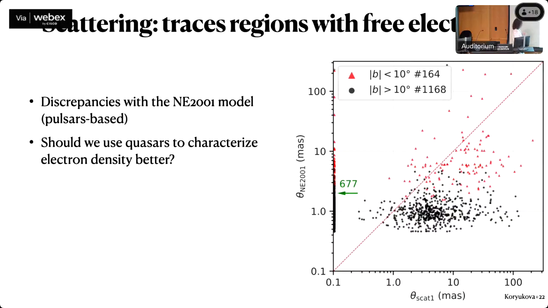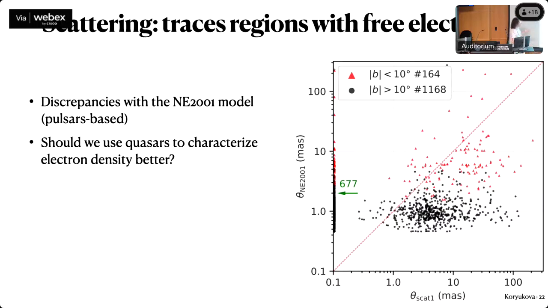there are reasonably well-known and often used electron content models of our galaxy. We find that they don't fully coincide with what we measure for AGNs. So here each point is some bright quasar, and the horizontal axis is the size that we measure, this is a scattering size. We try to get rid of the intrinsic contribution here, but this is effectively the measured size. On the vertical axis is what we should see in the same line of sight from this electron content model from 2001 based on pulsars.